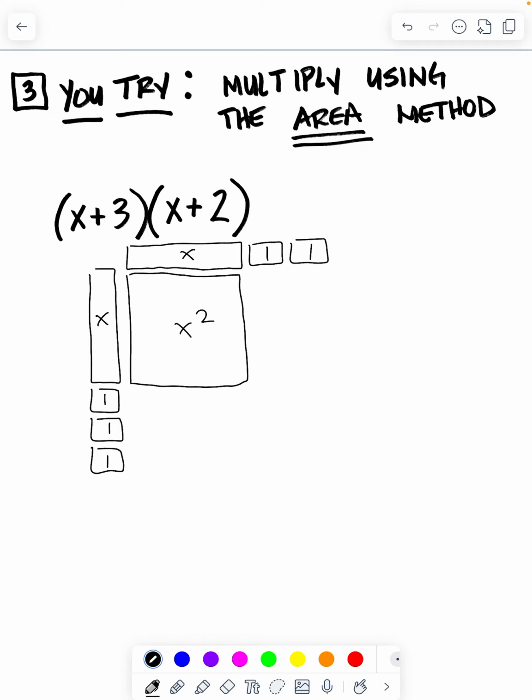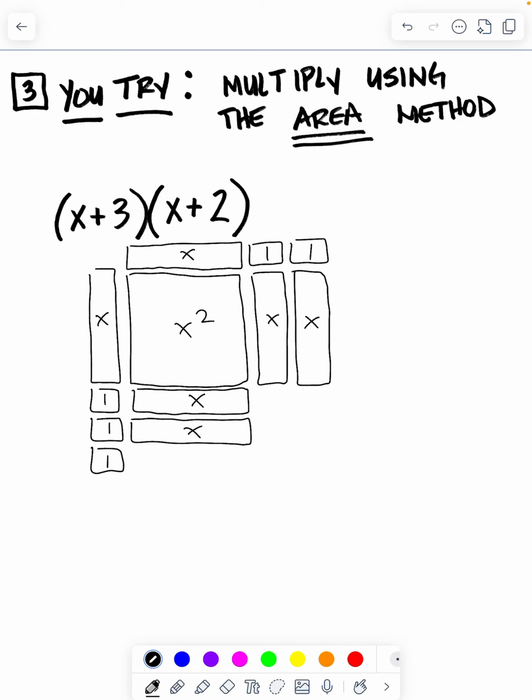Now here we get 2 thin x rectangles, 2 of them. And then down here we get 3 thin x rectangles, 3 of them, because we have 3 1s on the left. Now down here we have a 2 by 3 set of 1 by 1 blocks. So we got 6 1 blocks. Each of these are 1. So let's label these, add everything together.